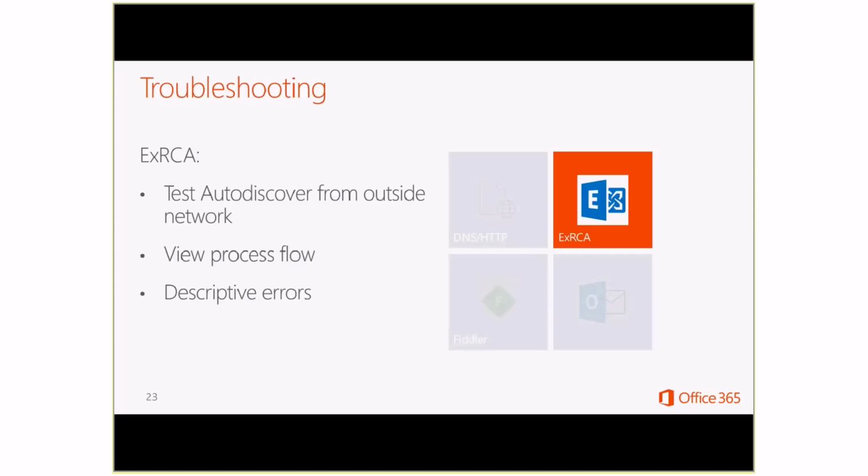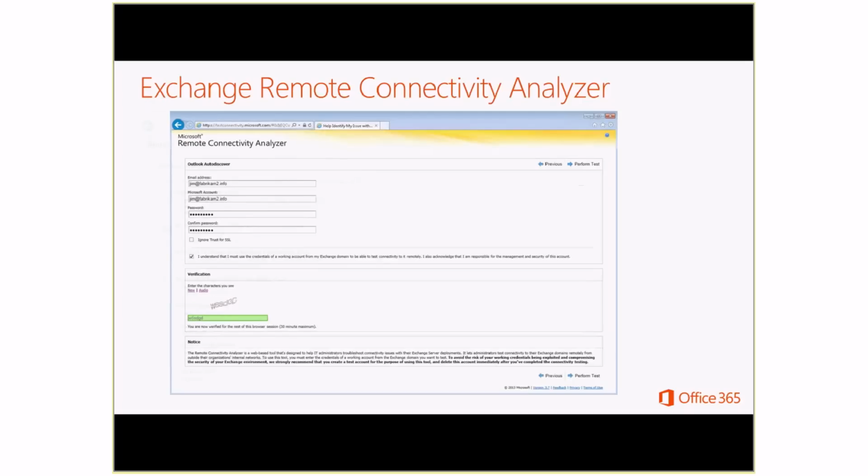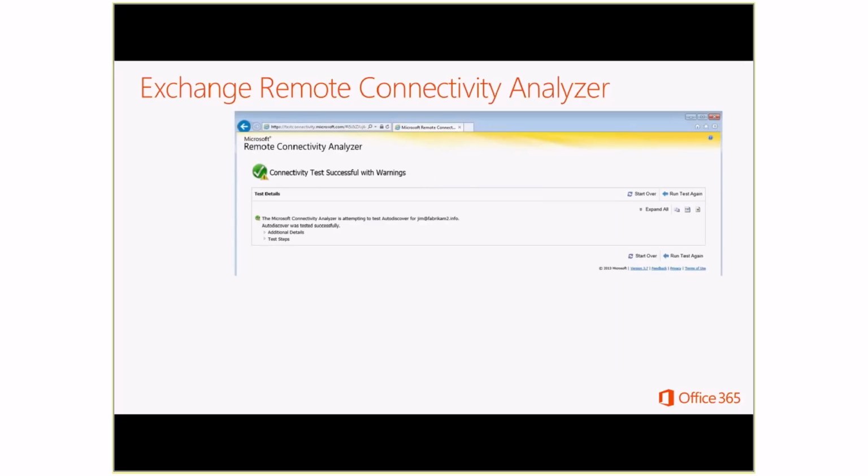So I provided a couple of slides, an overview of what it looks like. You can see there's an Office 365 tab, and down in here you could select the Outlook Autodiscover. When you perform the test, it'll ask for the email address, the Microsoft account, the username and password, and of course there's the verification once to verify you're a human and not a computer. And then the test, you can see it stepping through. It'll give a progress, and when it completes, you'll get either a success, success with warnings, or an error.